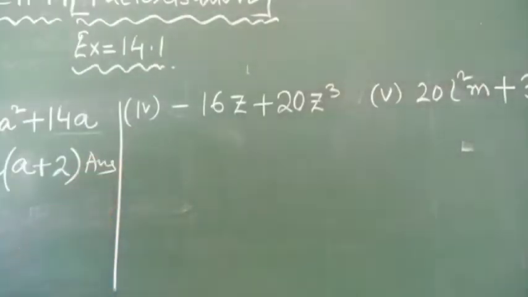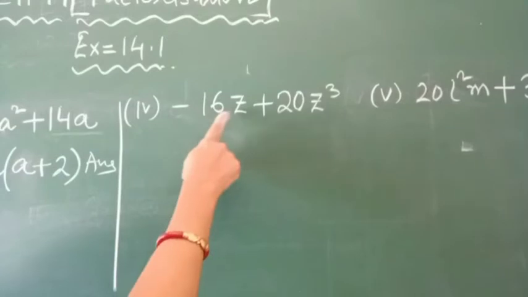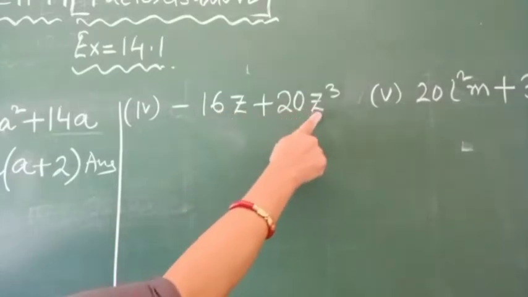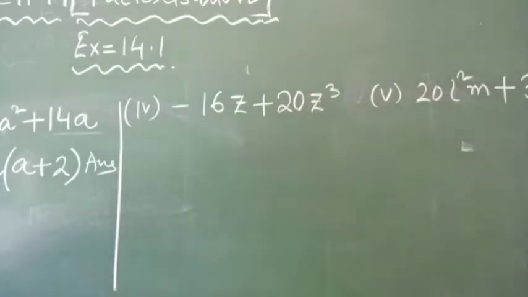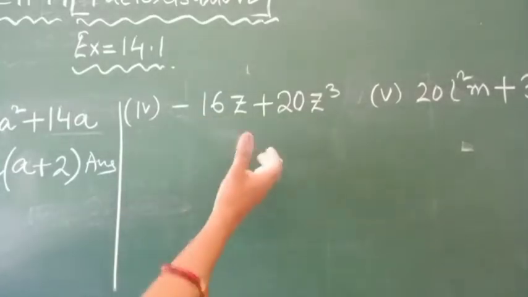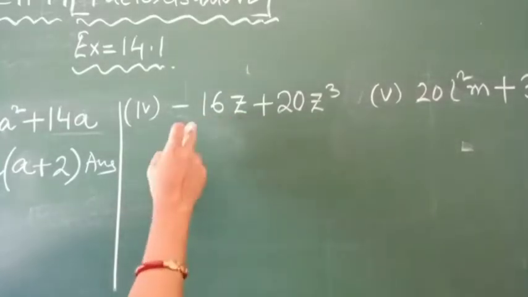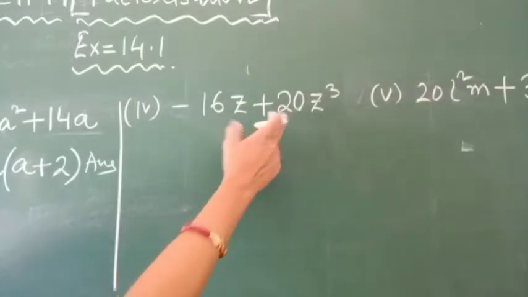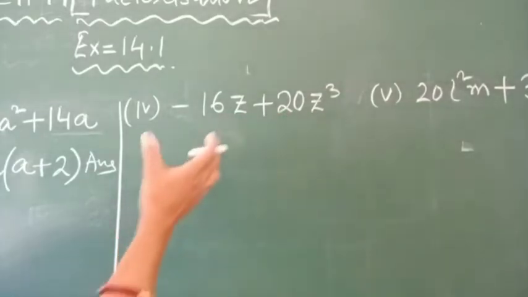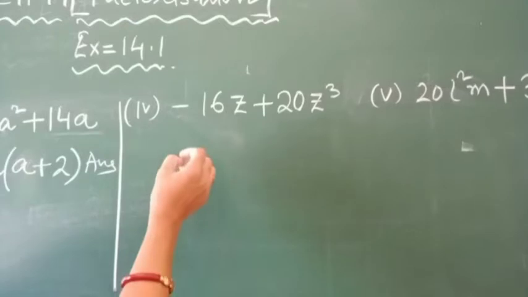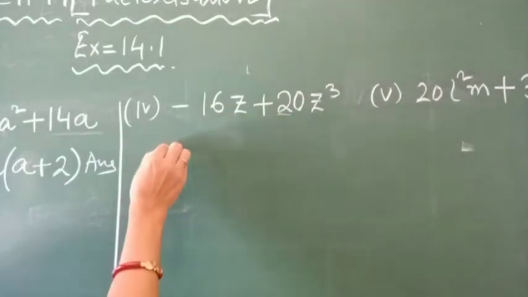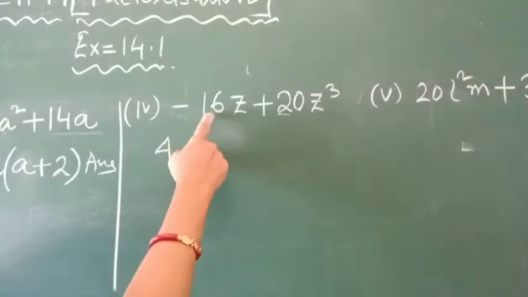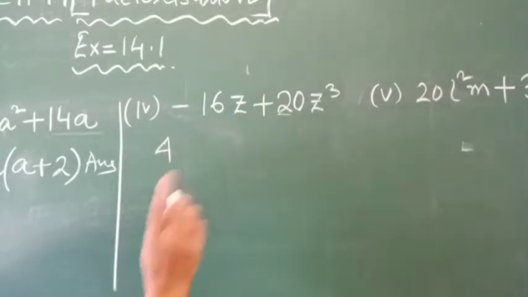Question number 4. Minus 16z plus 20z cube. 16 and 20. Which number can you take as common? Maximum which number you can take? You can take 2, but 8 and 10 again you can take 2. So you have to find the maximum common number from these two numerical values. Okay. Now 4, 4 4s are 16, 4 5s are 20. So I can take 4.